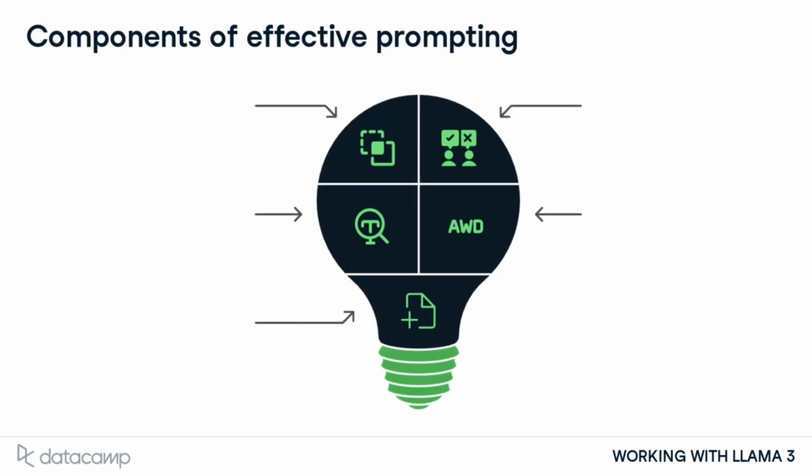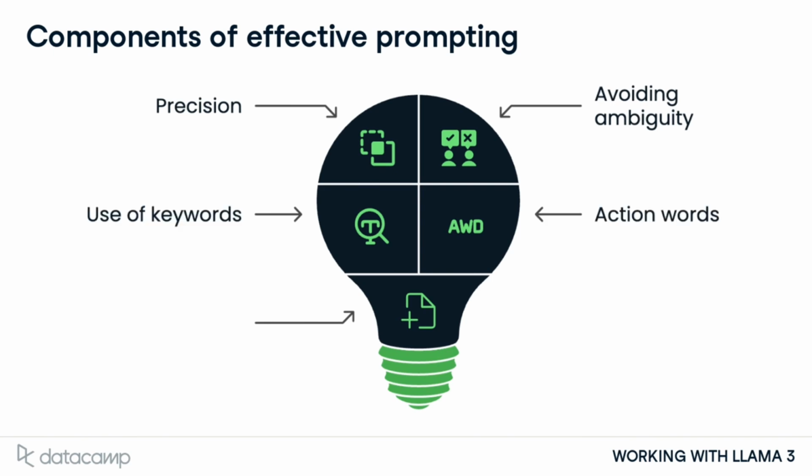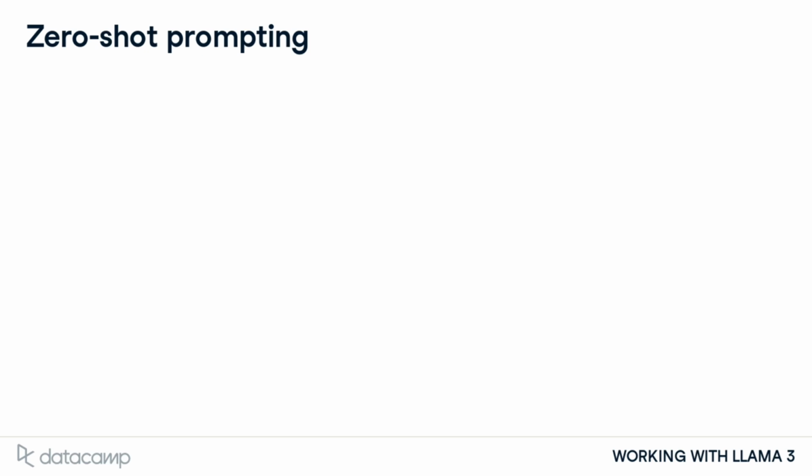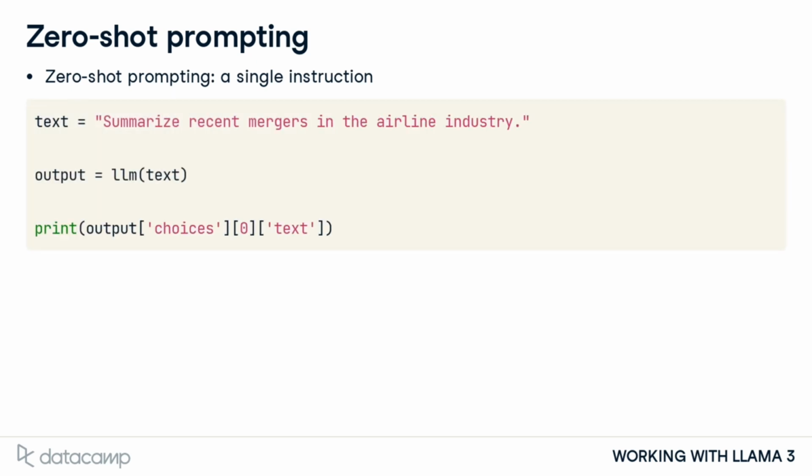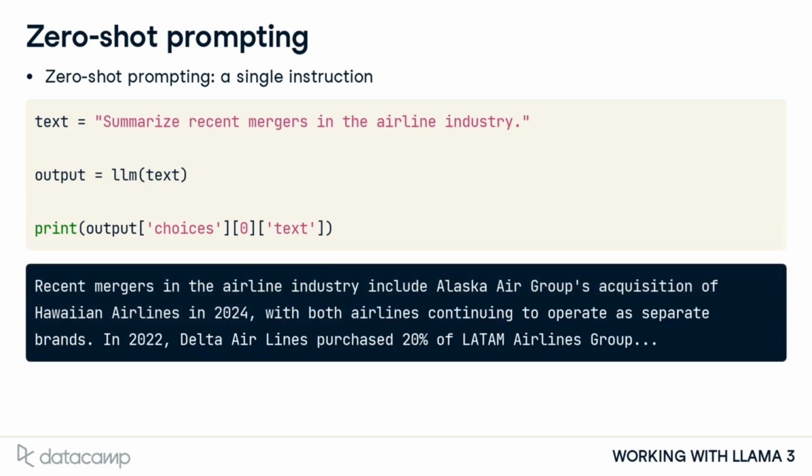To create effective prompts, we should be precise, avoid ambiguity and vague prompts, use keywords, action words, and, if possible, provide examples. When we can't provide an example, we use zero-shot prompting, meaning we give the model a single instruction. It works well for simple tasks, like generating a summary. For example, if we need a high-level report, we might use summarize recent mergers in the airline industry.